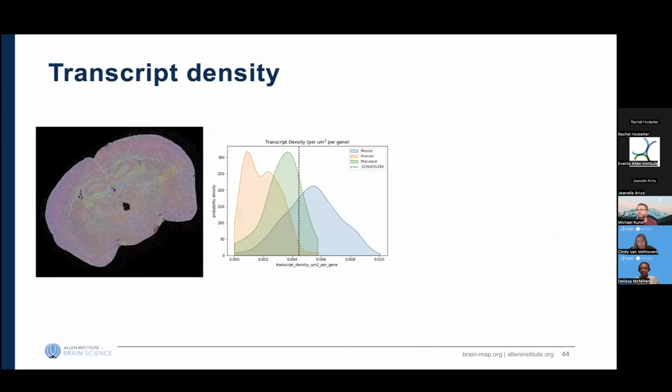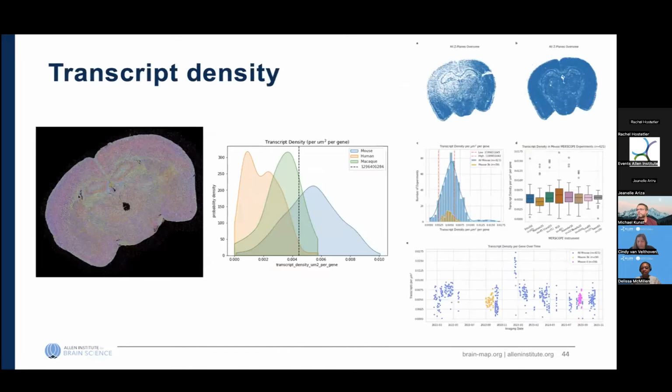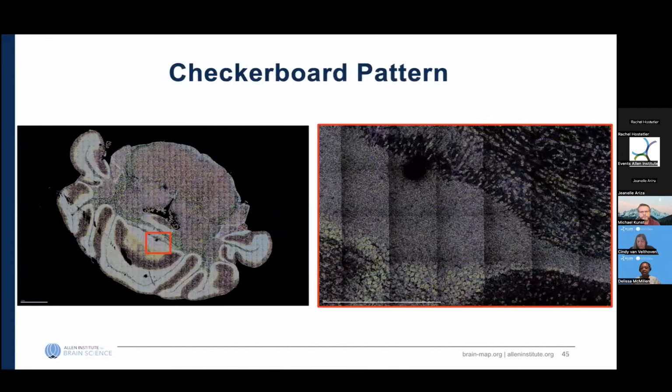So transcript density is very important. And so we monitor that all throughout the process. Another thing that we found was this checkerboarding pattern that was another problem for us.